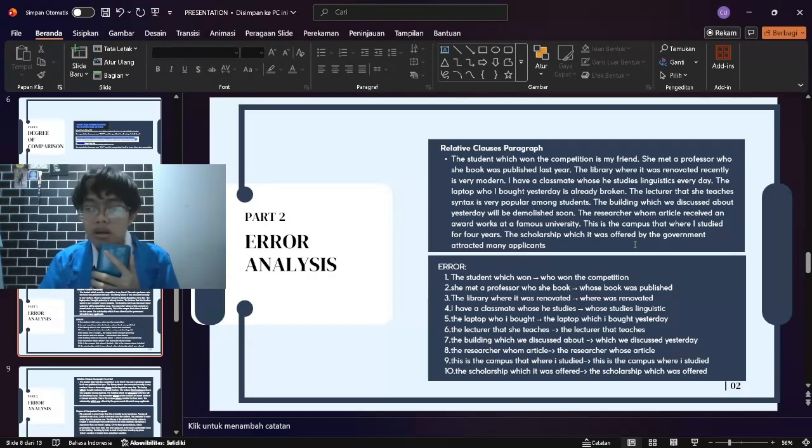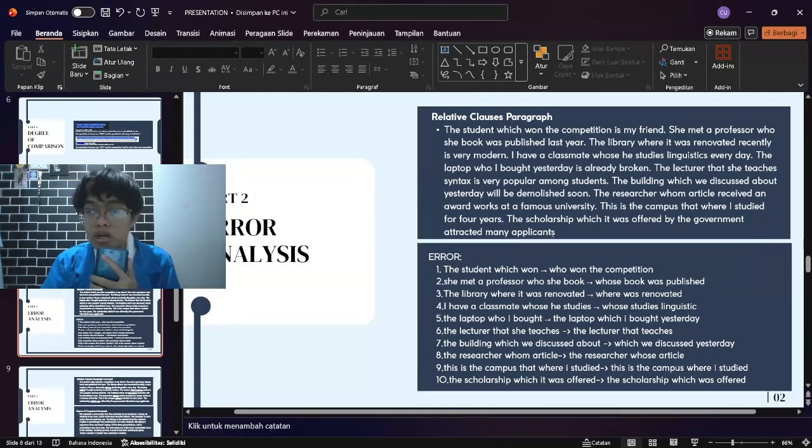So just like before, there is a paragraph that has 10 errors, so I need to track down the errors and correct the paragraph. Okay, so the relative clause paragraph says: The student which won the competition is my friend. She met a professor who she book was published. It's already weird. She was published last year.